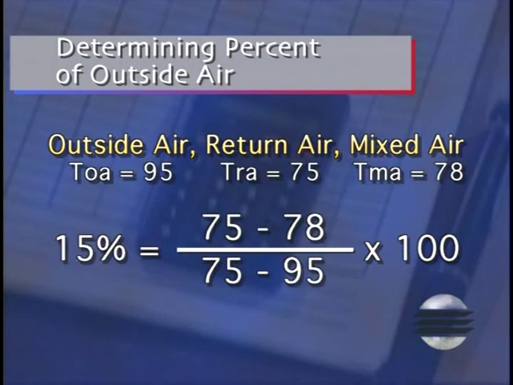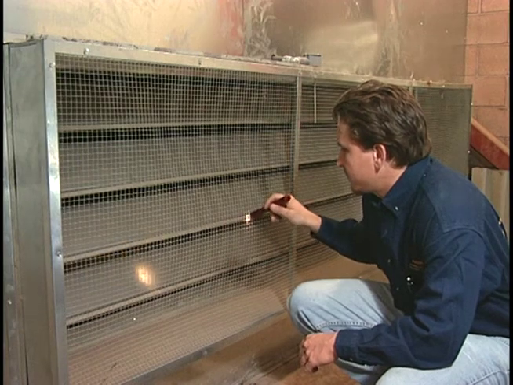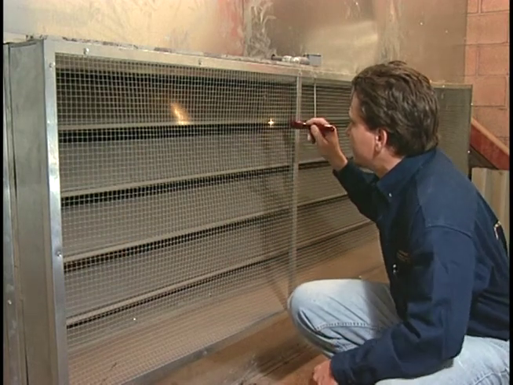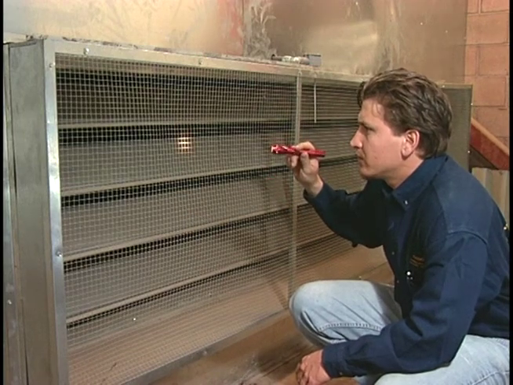The temperature readings for this unit are 75 degrees return air, 78 degrees mixed air, and 95 degrees outside air. By calculation, the amount of outside air is 15%. However, the design is for 20% outside air. So the technician must now reset the outside dampers to bring in the correct amount of minimum outside air.